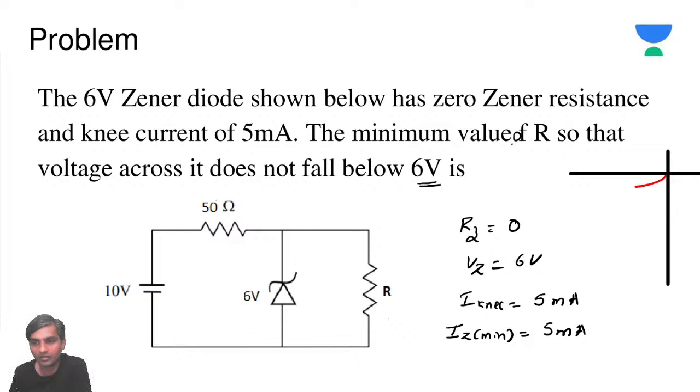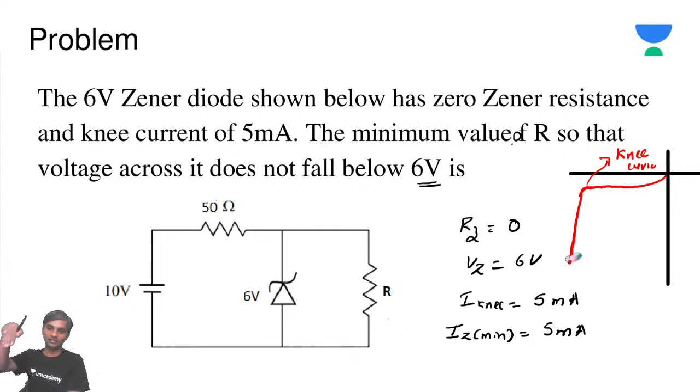So the property: after this point, there is a sudden increase of the current. Yes or no? So now this current is called knee current. Why, sir? It simply looks like a knee, or not? Your leg knee. This is called knee current.